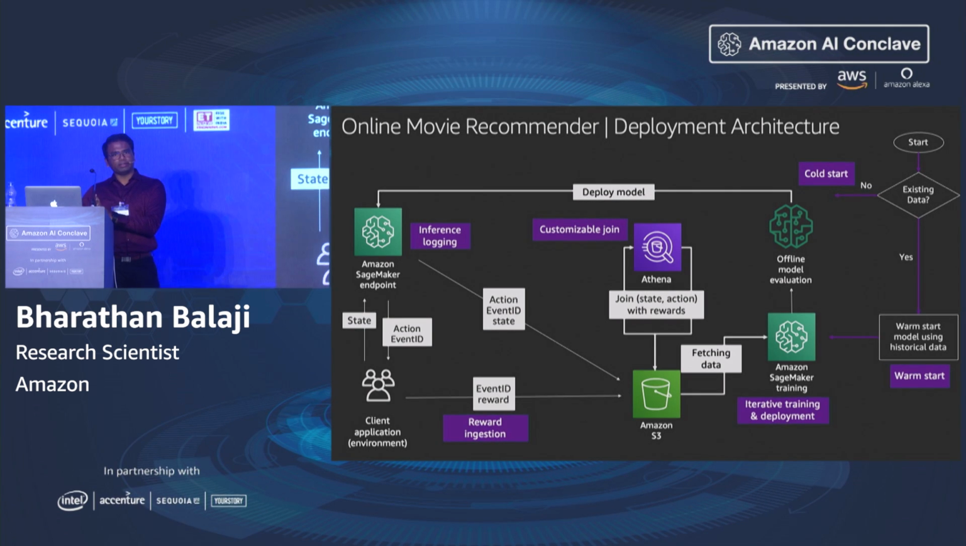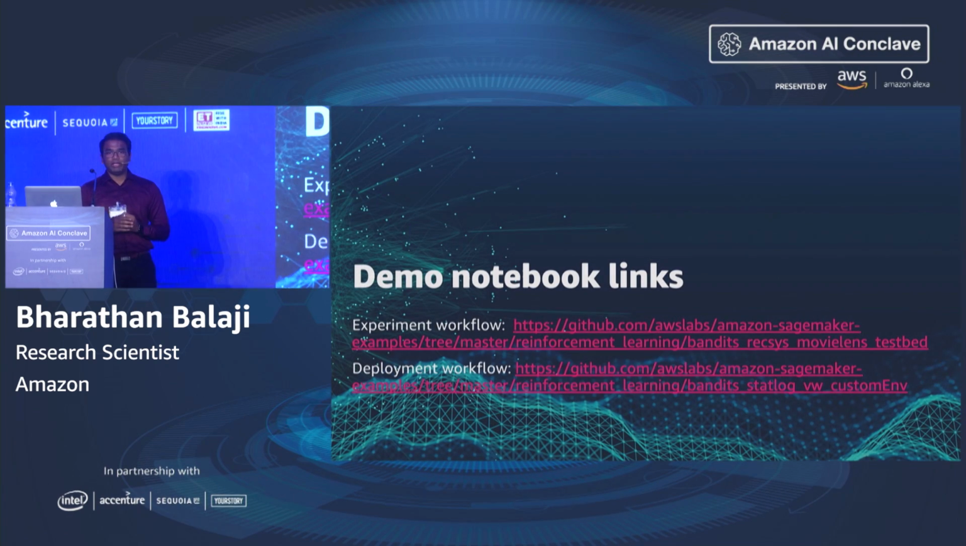Now we have a new model that we train using SageMaker training, and then we use offline model evaluation to see if this new model is actually better than the model that existed before. This loop continues on, and the model slowly improves over time, and so it gives us better recommendations. We have demo notebooks that show how both this experimentation workflow and deployment workflow work, and both of them use contextual bandit algorithms that Saurabh just explained.